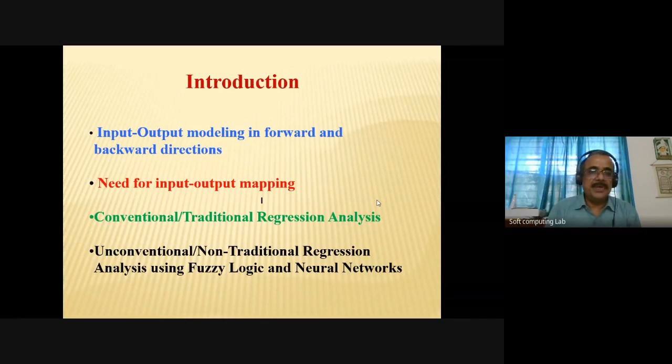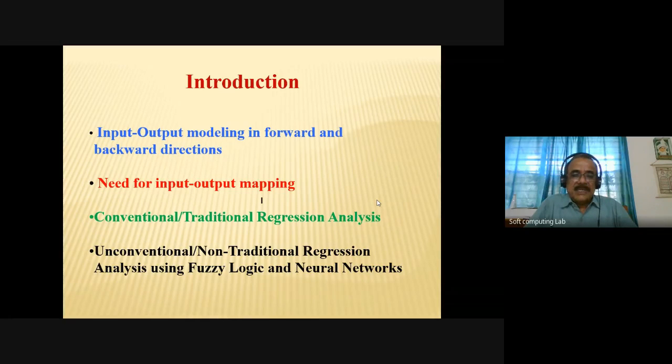So I hope I am able to give you some introduction to this particular problem and why you need this input-output modeling, both in the forward direction as well as in the backward direction. And let me repeat, it is required just to automate that particular engineering system or the manufacturing process. Now, if you see the literature, a huge literature is available on how to express the input-output relationship using the conventional or traditional regression analysis. This is also known as the conventional or traditional statistical regression analysis.